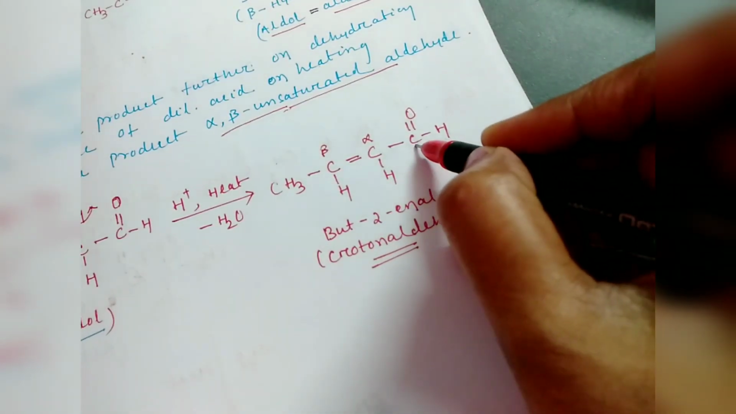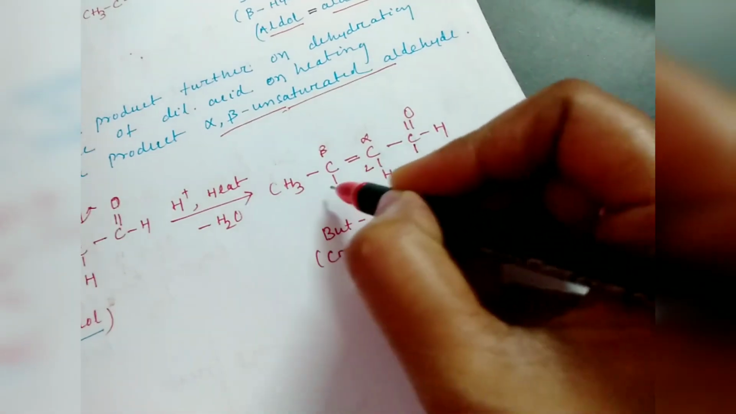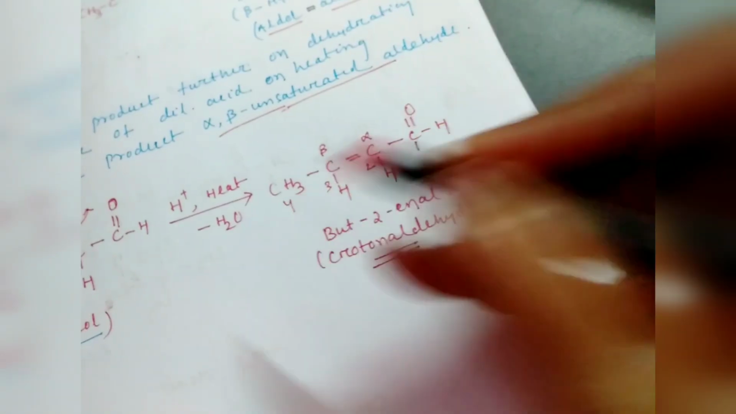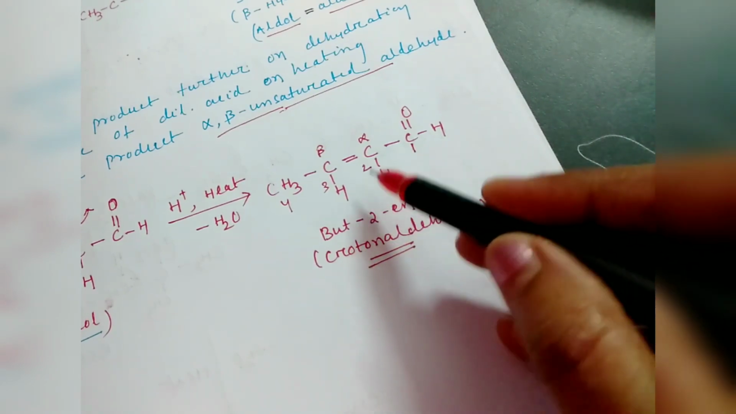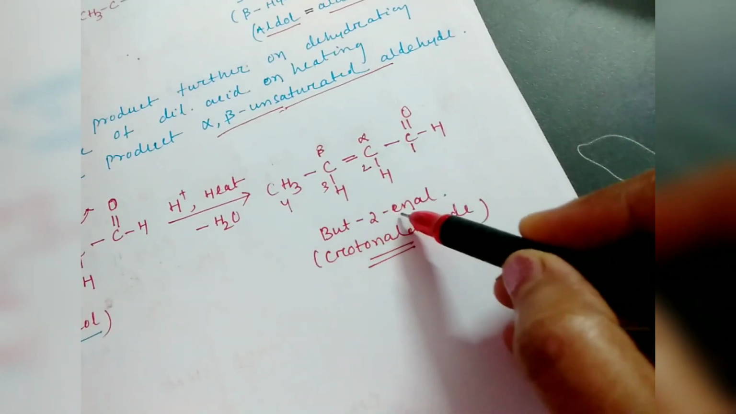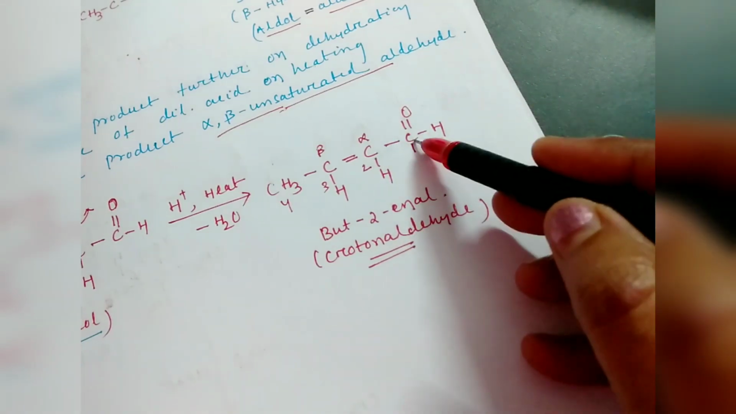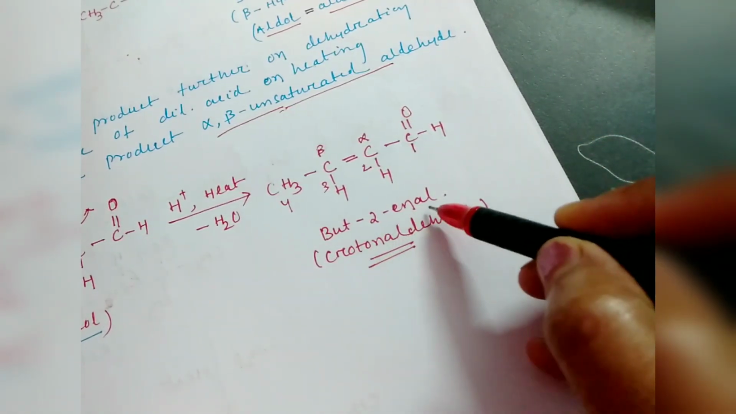Now, what is the IUPAC name? 1, 2, 3, 4. So but is the word root. In 2 position there is a double bond, so 2-ene, and for aldehyde the suffix is al, so it is but-2-en-al. Okay, now let us discuss the mechanism.